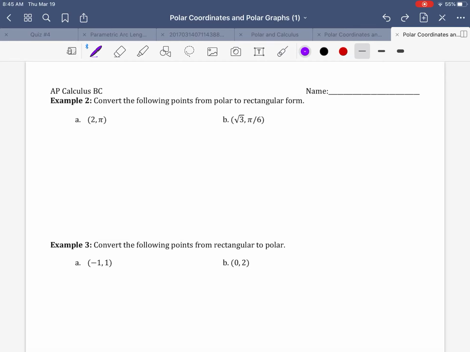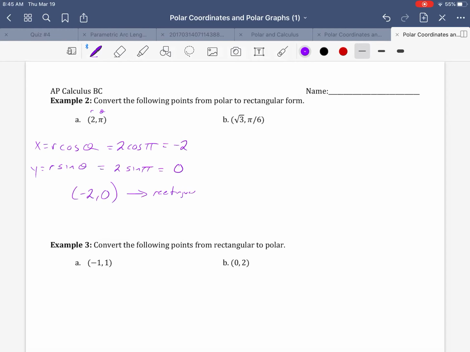So when it says convert from polar to rectangular, we know that x is r cosine theta, y is r sine theta. We know that this is r and this is theta. So x is 2 cosine pi, y is 2 sine pi. Once again, lots of unit circles in this section. So x is -2, y is 0. So -2, 0, and that's the rectangular.